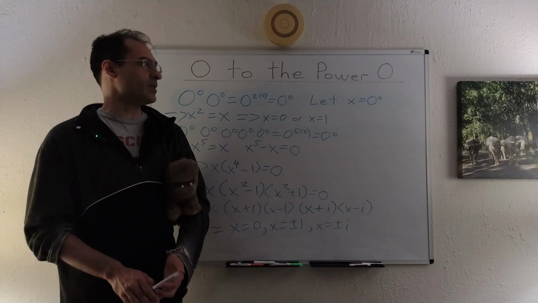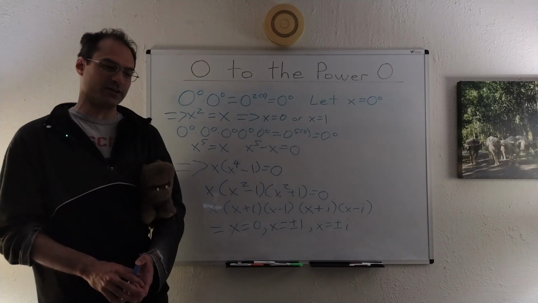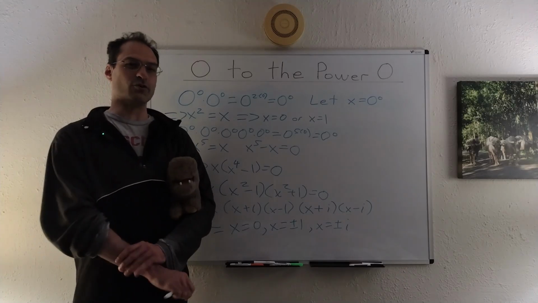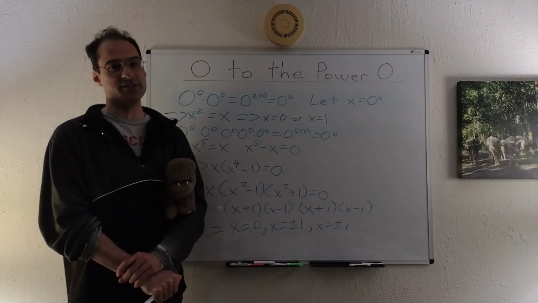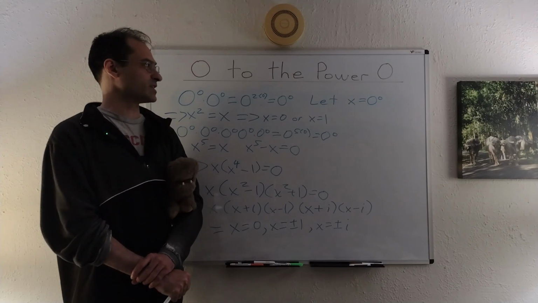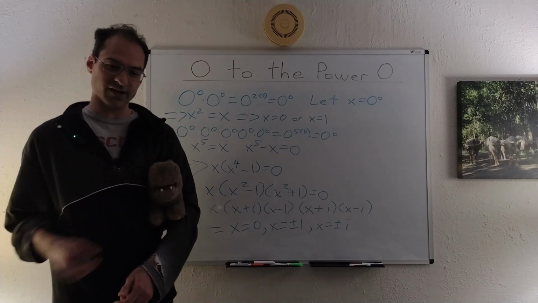So therefore, really the only candidates for this value are 1 or 0, and it can't be both. Exponentiation is a function. So that's why we tend to say that 0 to the power of 0 is undefined.